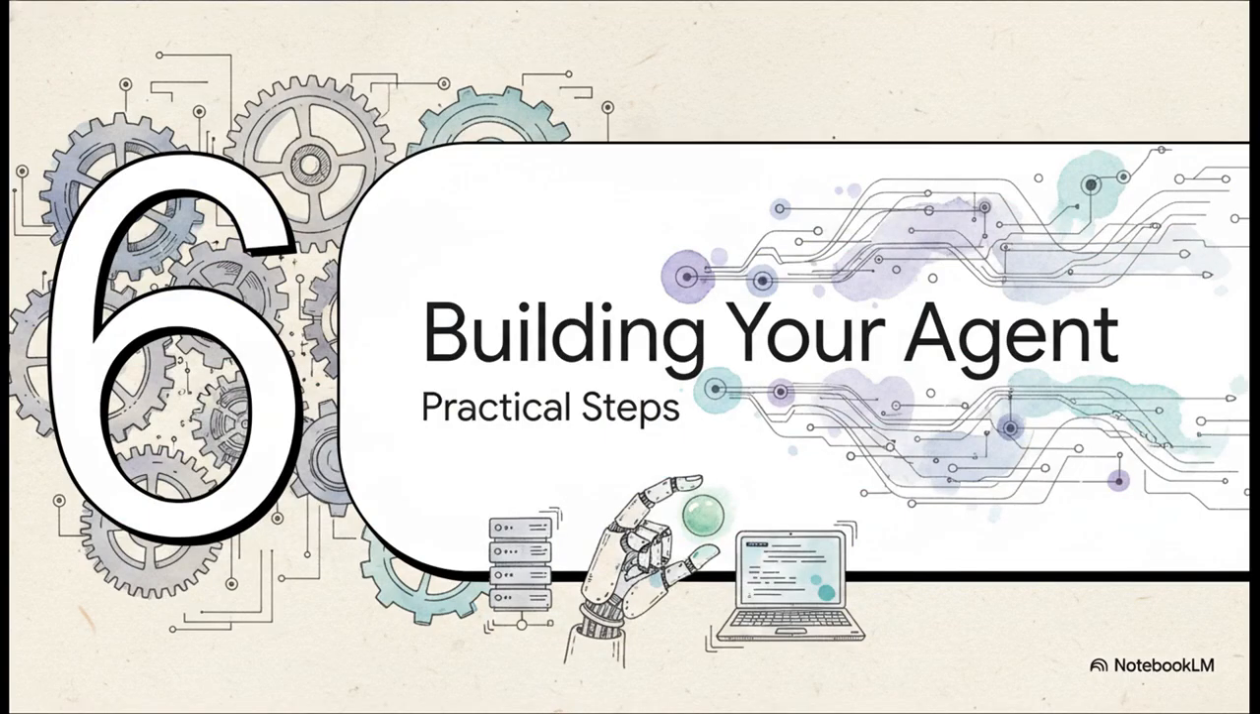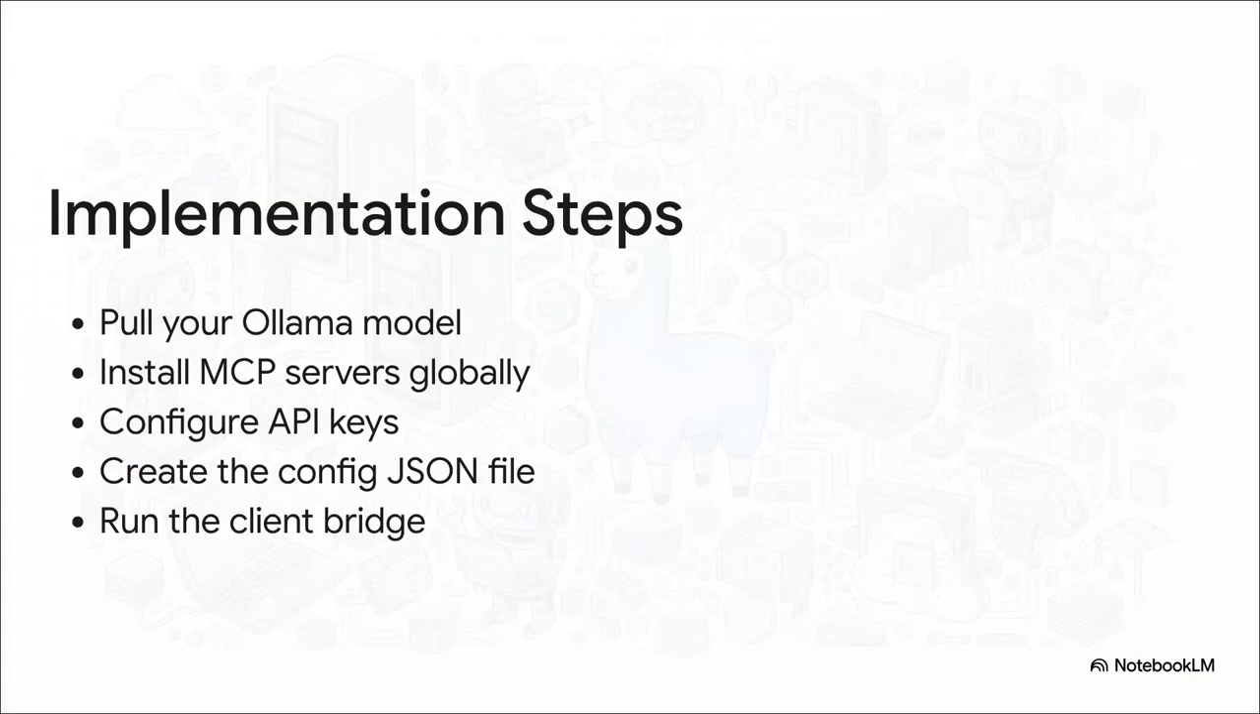Finally, Section 6, building your own agent. Let's talk about the practical steps to actually get this setup running yourself. It's really just a quick checklist that will get you off the ground in minutes. First, ensure Ollama is running and pull your preferred model. Second, use npm or Python to globally install your desired MCP servers. Third, configure your environment variables for any tools that require API keys, like Brave Search. Fourth, create a simple JSON config file telling your client where these servers live. And lastly, just fire up your client bridge to start the loop.